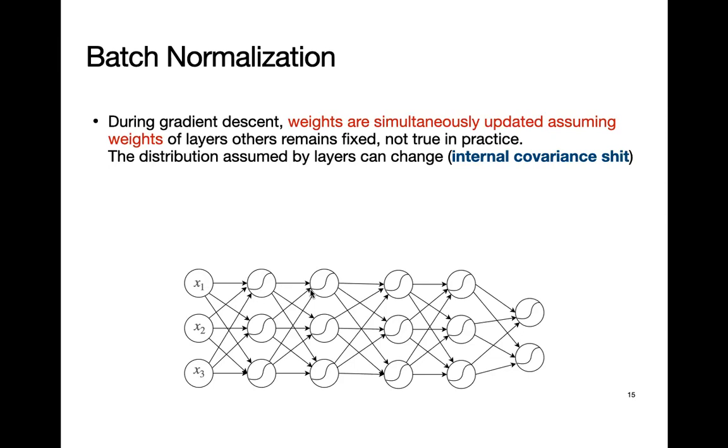Another purpose of that is that when we apply gradient descent, we are simultaneously updating the weights of all of our model, of all the layers, okay? When we are updating the weights, we assume that by updating these weights, the others will remain fixed. But this is not the case because you can see this connection.